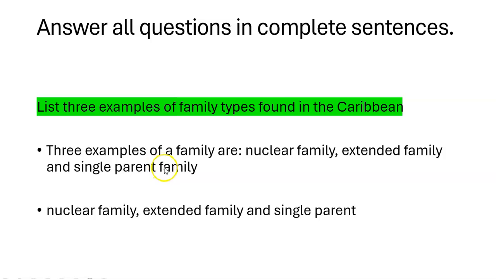3 examples of a family are. Another way that you could have answered this question in a complete sentence is by saying nuclear family, extended family, and single parent family are examples of family types found in the Caribbean. So to ensure that you get your full marks, answer all the questions in a sentence. Start the answers with a sentence. Okay, students?